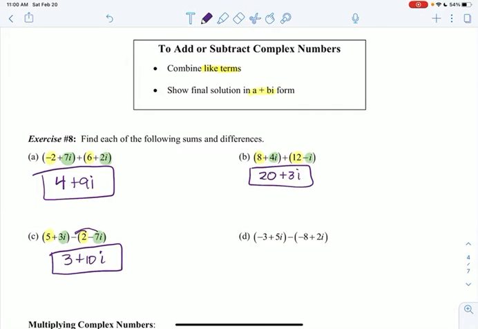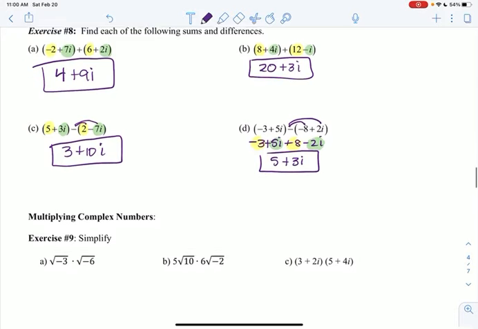If you wanted to write it out like negative 3 plus 5i, and then minus negative 8 is a positive 8, and minus 2i is a minus 2i, you could do that. So again, I distributed that negative sign to everything inside, and now I can just combine those imaginary parts and those real parts together. Whatever is easier for you is fine. So negative 3 plus 8 is 5, and 5i plus negative 2i is 3i. So that's adding and subtracting.